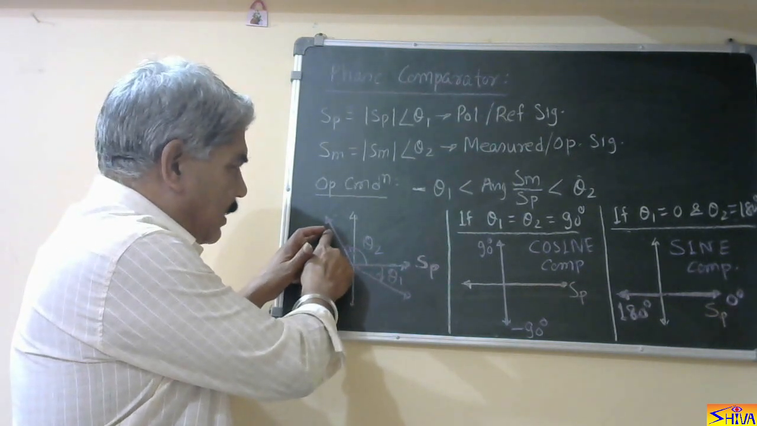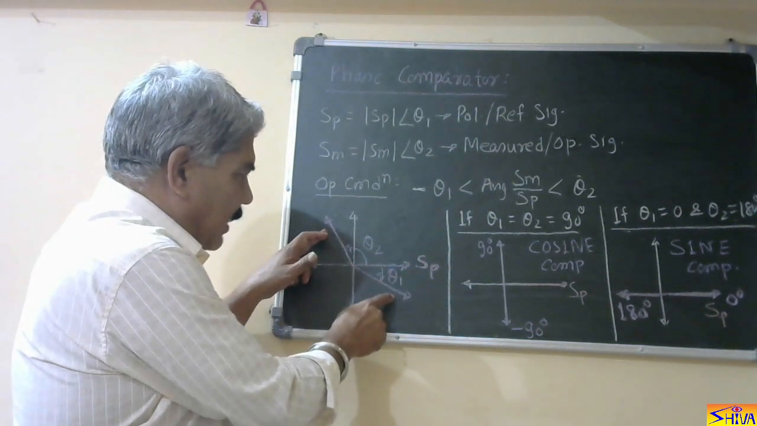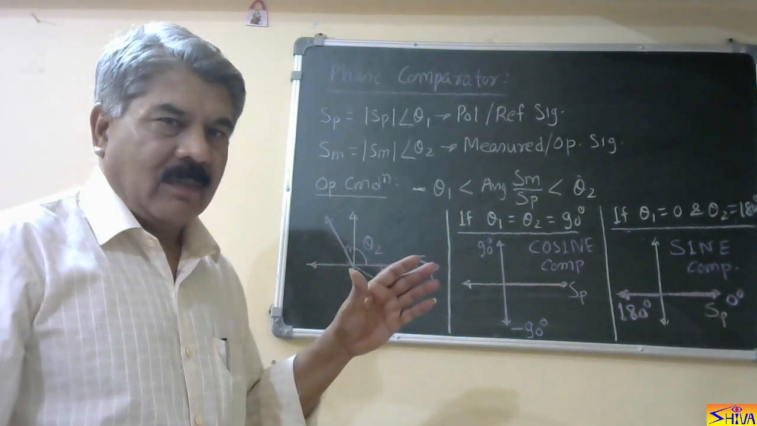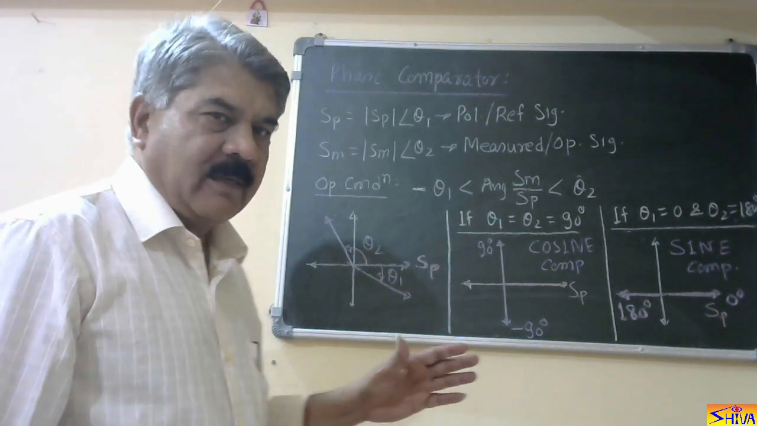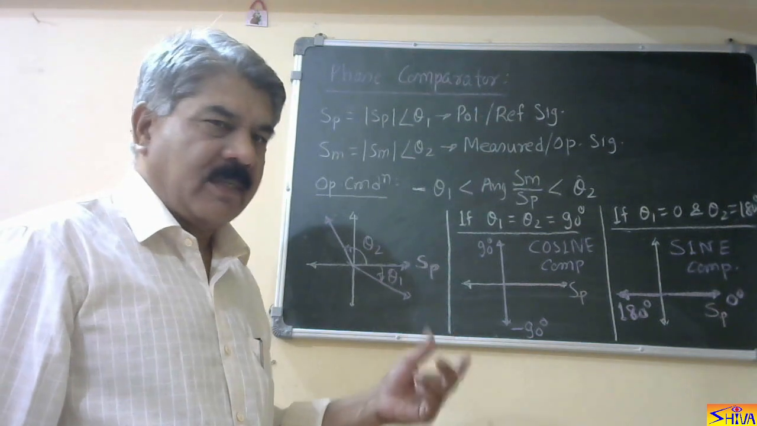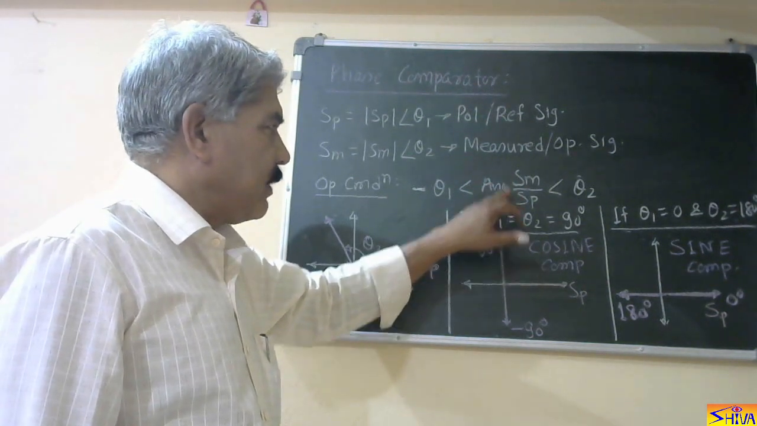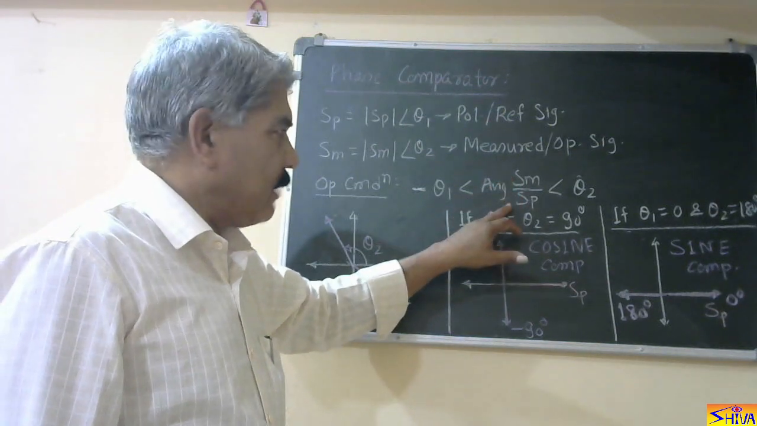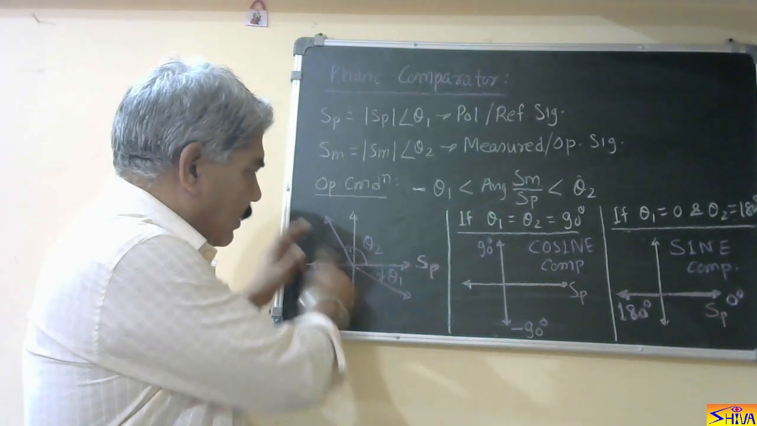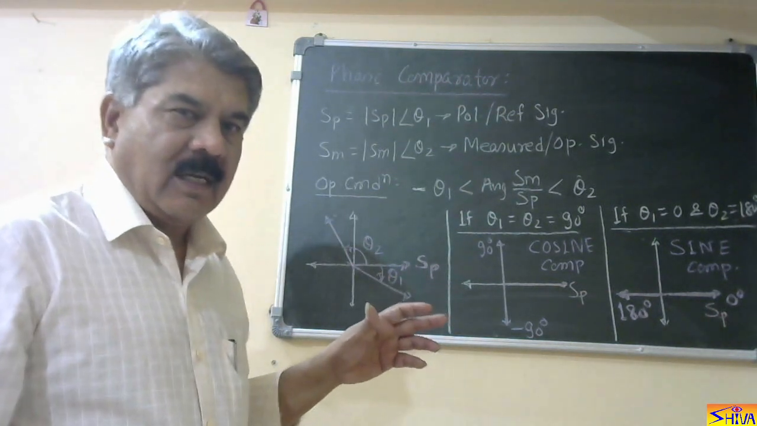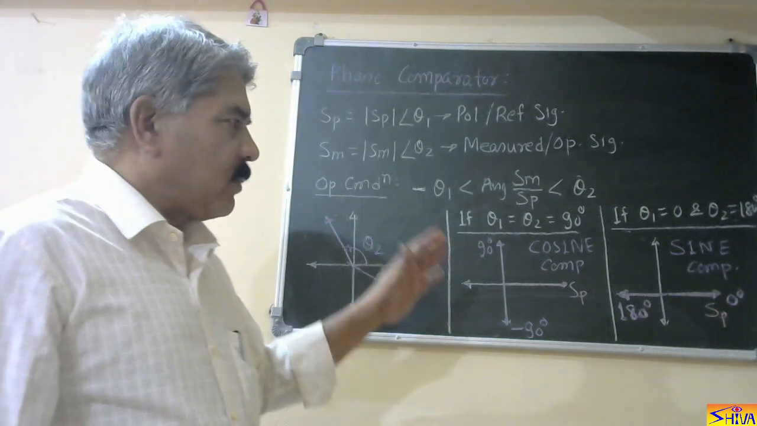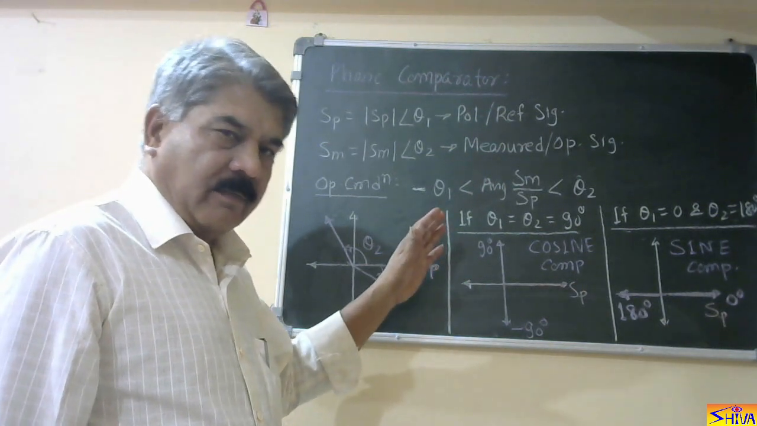So if the SM signal is anywhere between minus theta 1 and plus theta 2, means it is on this side, then the relay will operate. And this operation is irrespective of their magnitude. It solely depends on the phase angle difference between SM, the measured or operating quantity, and SP, the polarizing or reference quantity. If theta 1 plus theta 2 is a straight line, that is 180 degree, then it will be the characteristic of the directional element. Now there are basically two types of phase comparators.